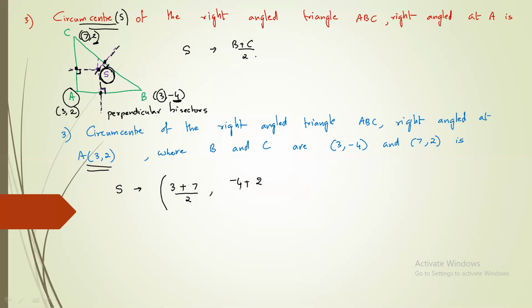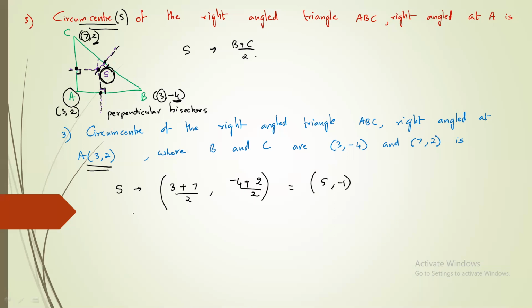2 by 2. Remember, all the diagrams which I am drawing are just rough diagrams. These are not the exact diagrams. So don't depend on the diagrams completely. The diagrams will just give you an idea. On simplifying, we get 10 by 2, that is 5, minus 2 by 2, that is minus 1.